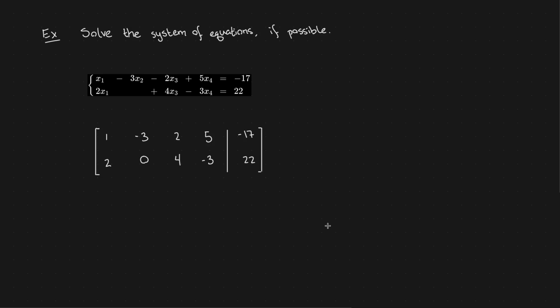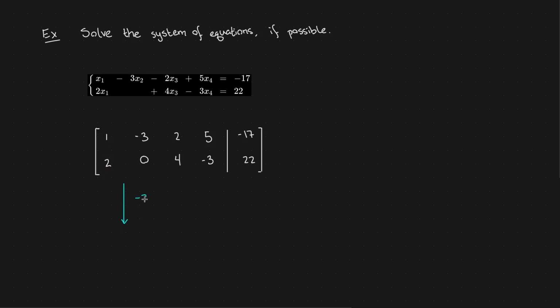Okay. We need to put this in reduced row echelon form. Or let's start with row echelon form. Let's get it into row echelon form. That will tell us what we're dealing with. So I have a leading term right here. It's already 1. That's beautiful. I love it. I want a 0 below it.